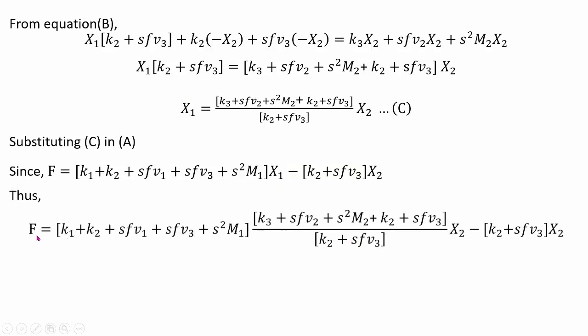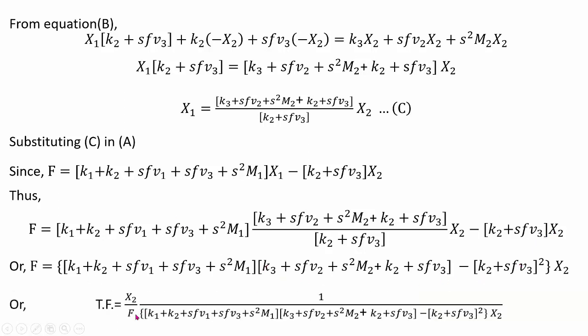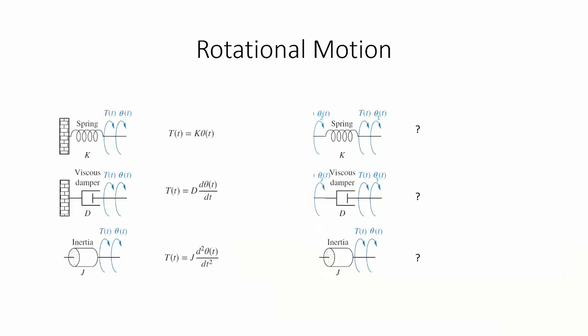So now you obtain a relation that is in terms of x2. So you have an input f in terms of x2. Now you take all the elements associated with x2 together, then you find the ratio x2 by f, which is nothing but the transfer function. So you obtain this relation, which can further be simplified, and I leave all this up to you. So this is your final transfer function. So I guess this is clear.